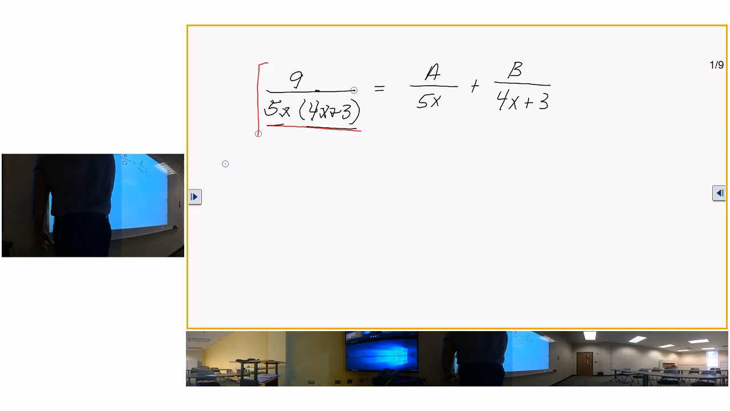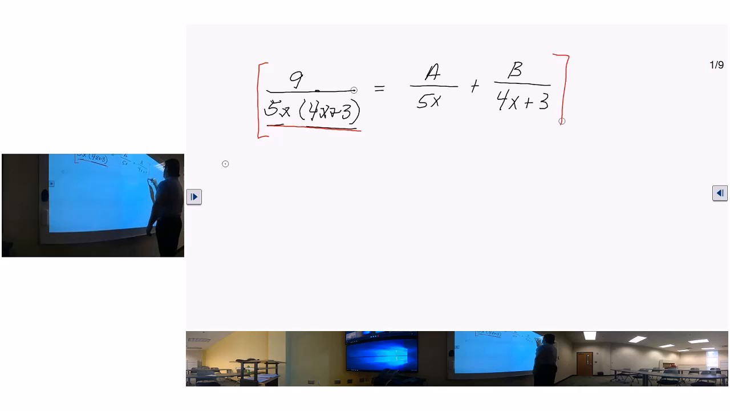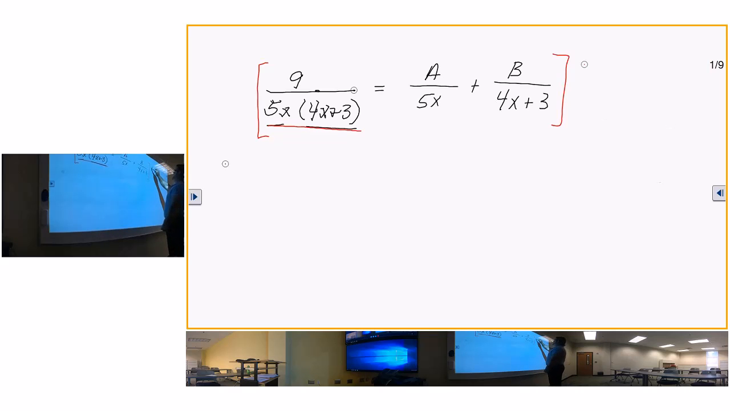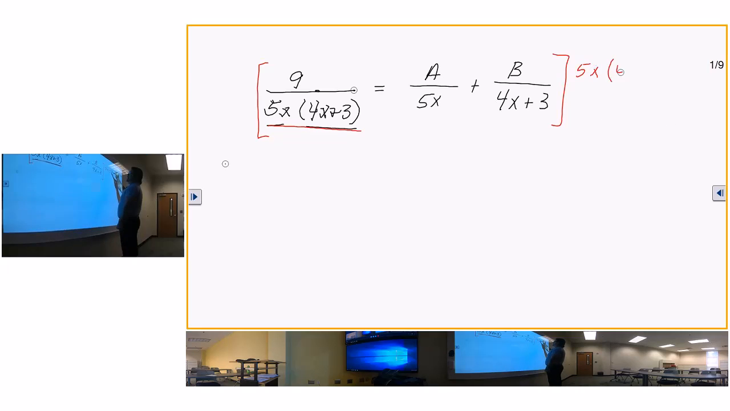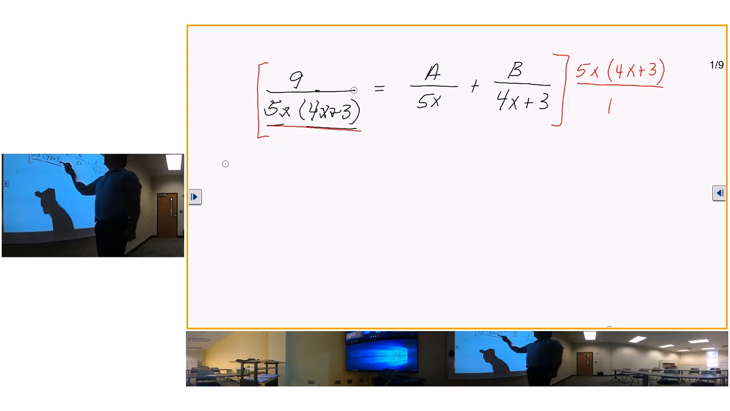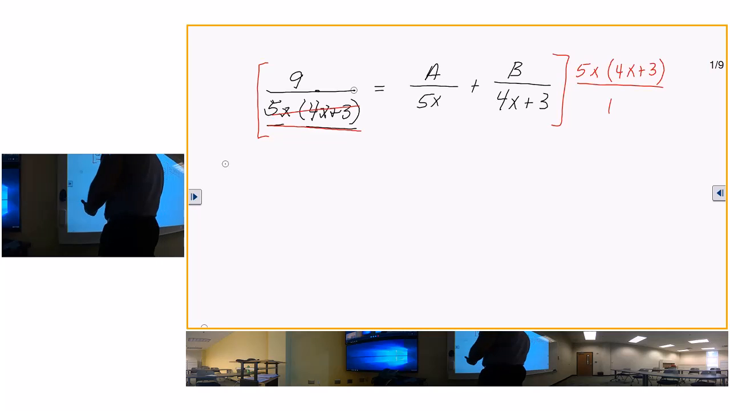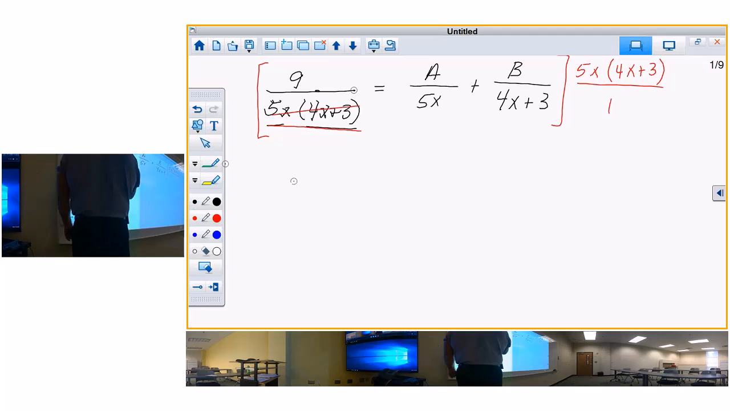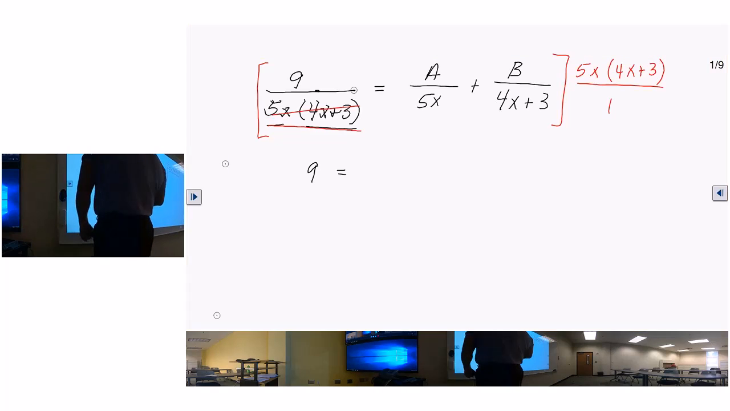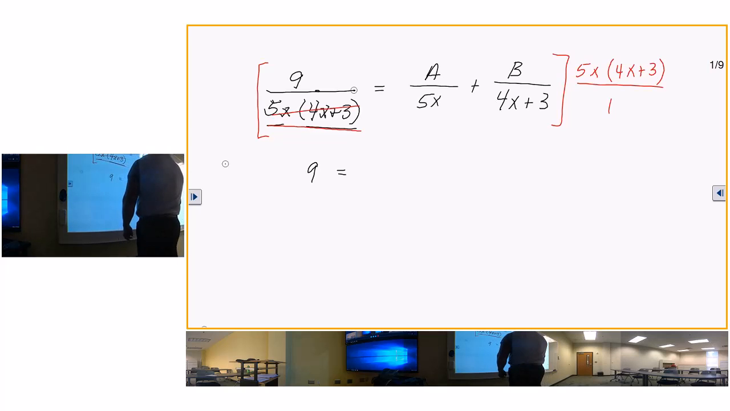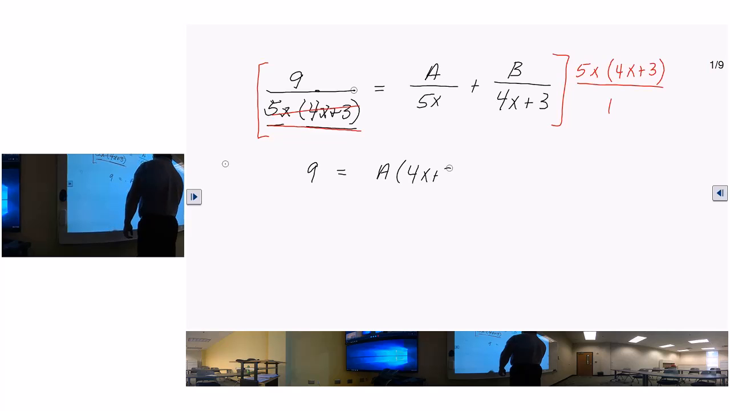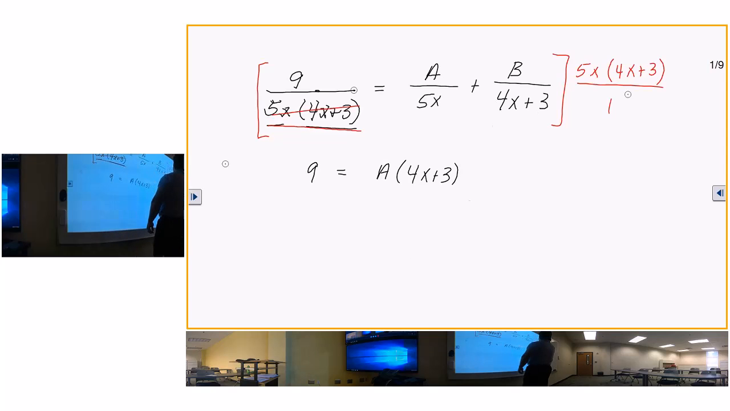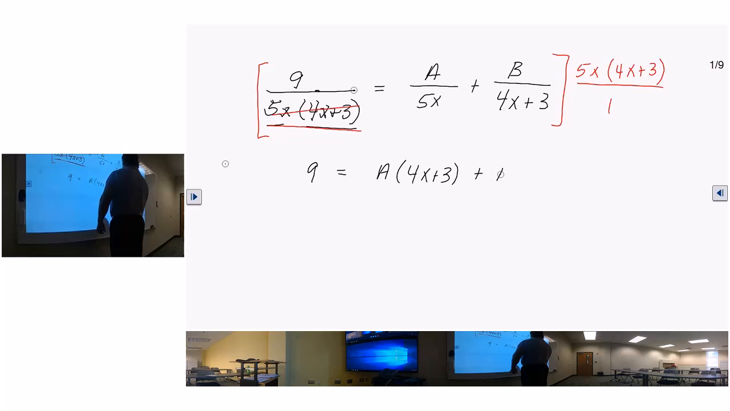So I'm just going to multiply both sides, and I'm just going to put it on this side because I got more room. 5x times 4x plus 3 over 1. And that will knock the denominator out, and that's what it will always do. If you multiply by the correct common denominator, you'll always get the numerator on the left-hand side. And on the right side, the 5x will cancel, and that leaves you with A times 4x plus 3. And 4x plus 3 will cancel, and it leaves you with B times 5x.